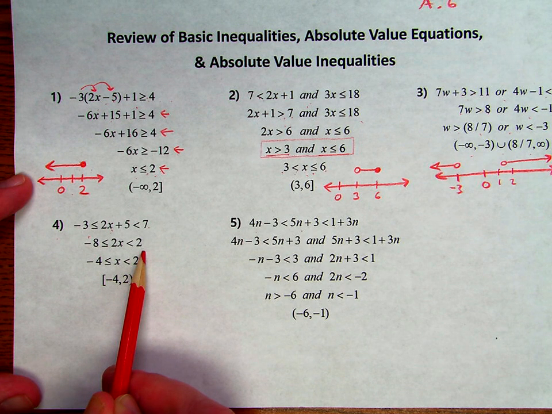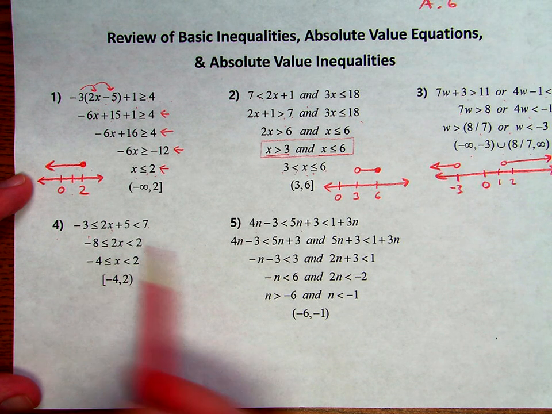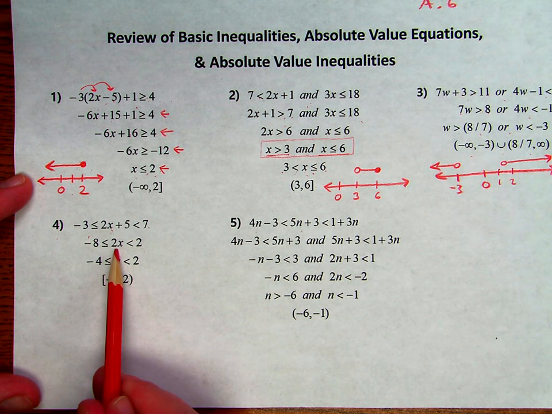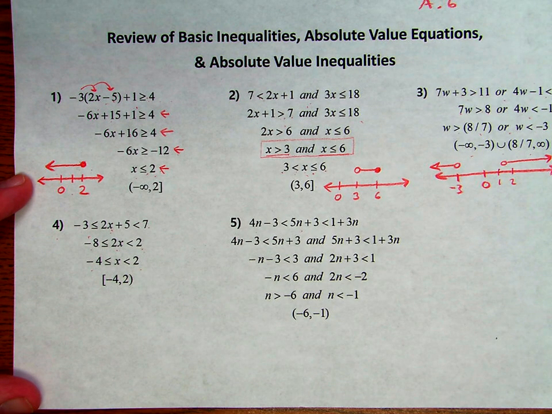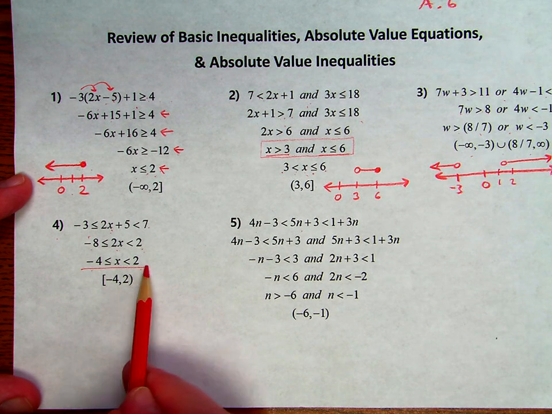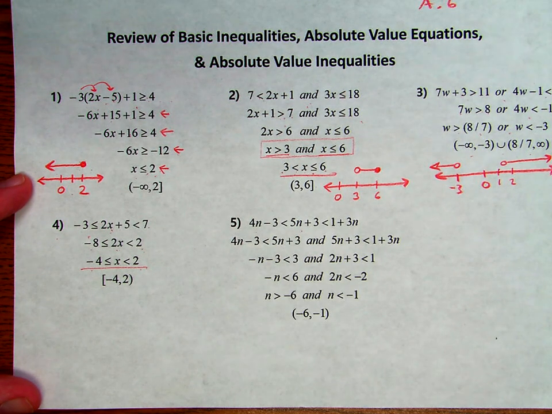Subtraction is not going to flip. Addition, subtraction never flip the arrows. Divide through by 2. That gets you to here. Division by a positive number never flips the arrows. And that produces a final answer that looks just like that guy right there. Finished up the same way.